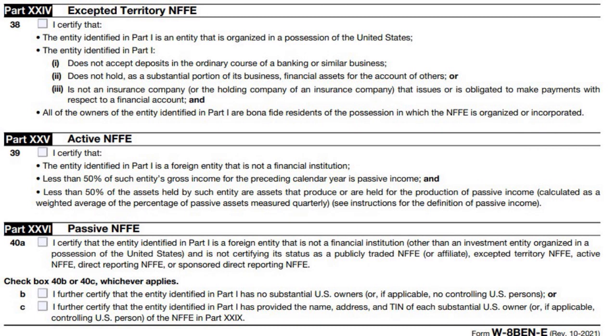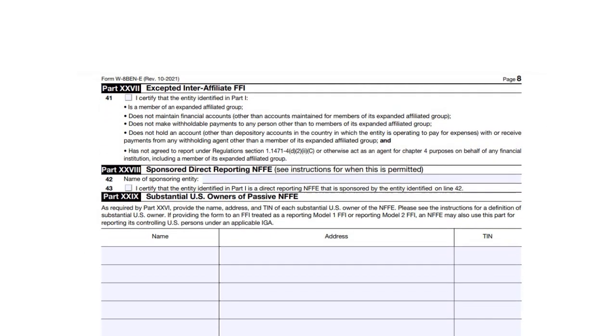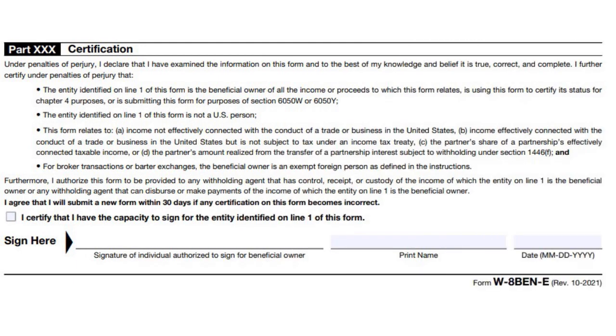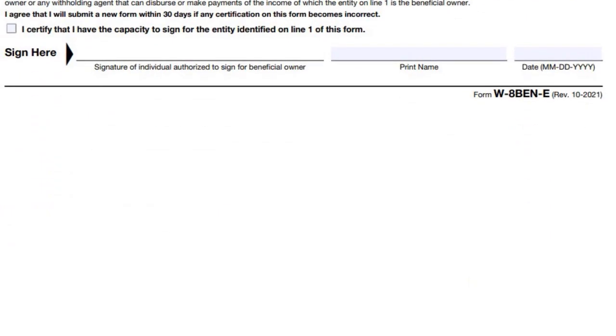Part 25, active NFFE. Part 26, passive NFFE. Part 27, accepted inter-affiliate FFI. Part 28, sponsored direct reporting NFFE. Part 29, substantial U.S. owners of a passive NFFE. Part 30, certification. So I'm just giving you a clear idea about what to expect. Again, you can pause the video and really see what you want to pay attention to.